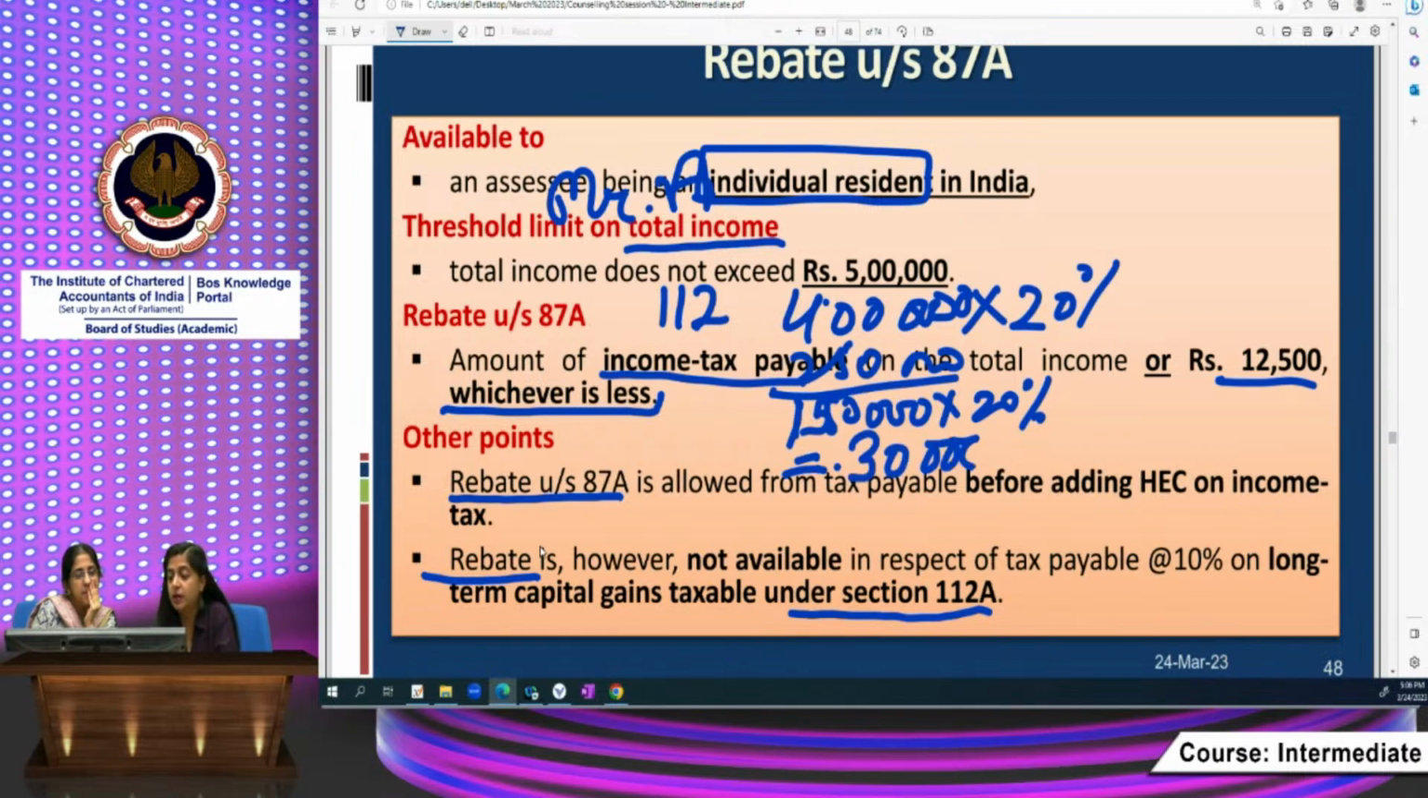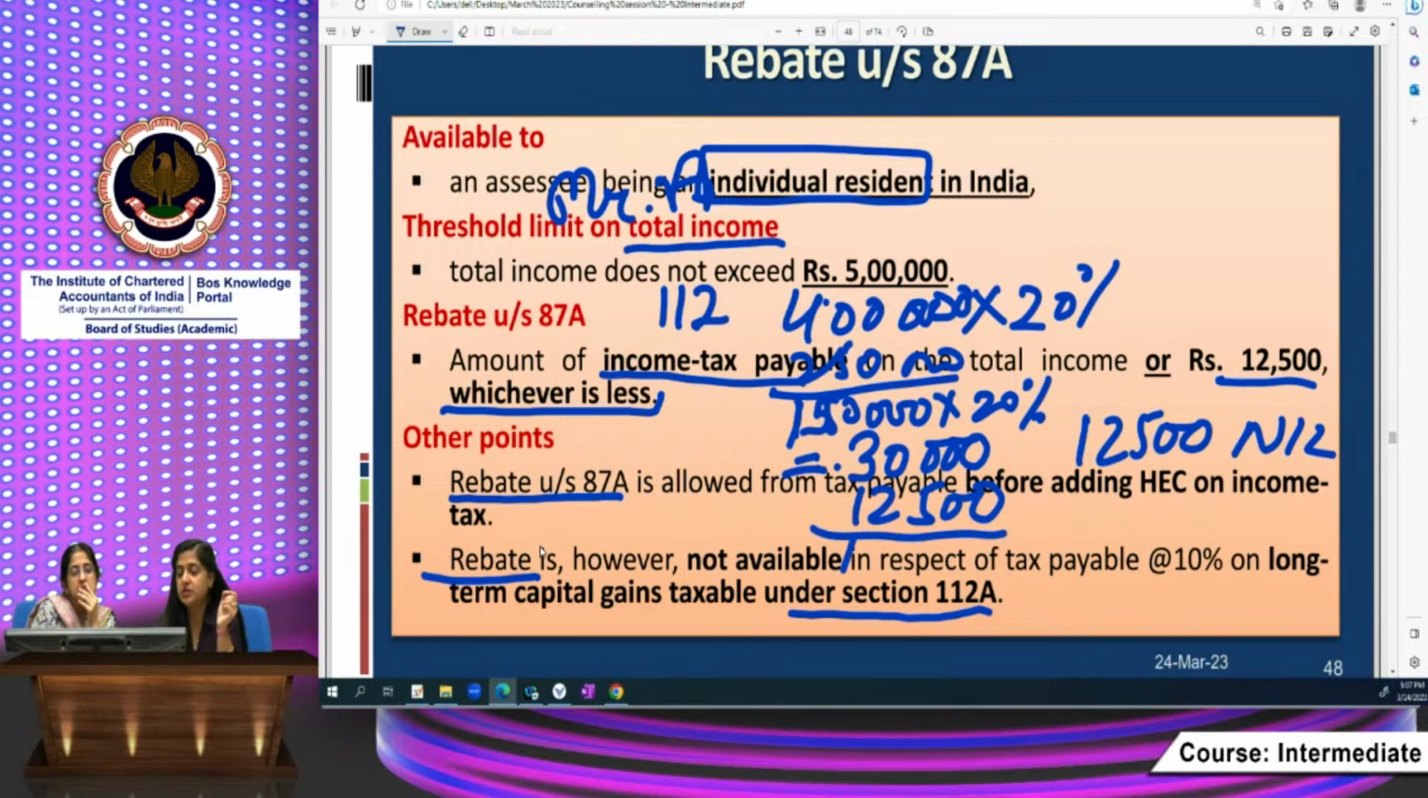It's 30,000. So in that case, the kind of mistake a student can make is that 4 lakh is less than 5 lakh, so you tend to give a rebate of 12,500 wholly, and there will be nil tax liability. No, in case of a special rate, definitely your income tax liability will arise. There will be no nil tax liability. It arises only when the total income does not comprise any special rates.